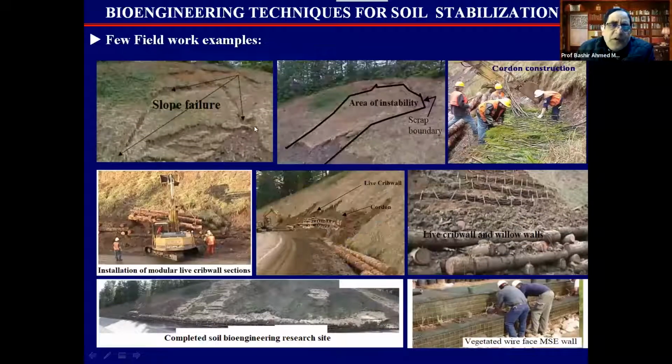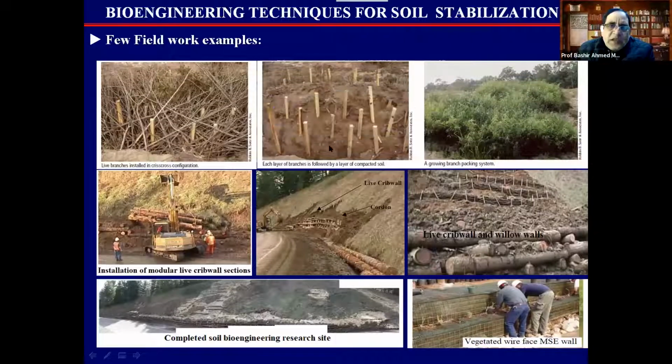These are some examples of field work reported by various researchers. We can go to the failure slope and identify the area which is unstable. Then we can introduce the construction, and finally we get the complete bioengineering site, which is aesthetically good and environmentally very acceptable. Then we can have a vegetative wire mesh mechanically stabilized earth retaining wall, and here we can see the bamboo. These can be micropiles, and once they are in place, you can fill the soil over here. After that, we have a very green environment, and these conditions are very aesthetic and very useful.